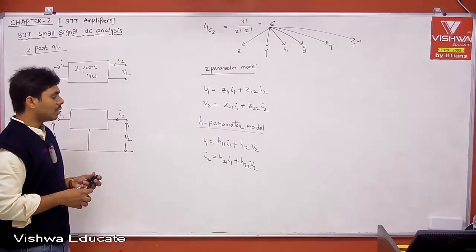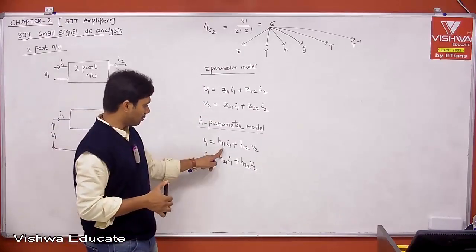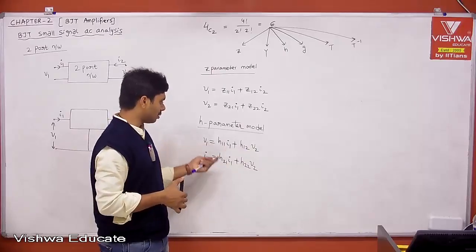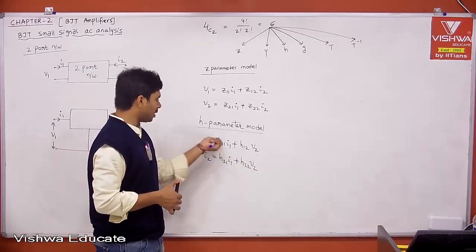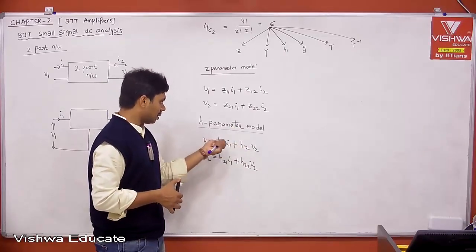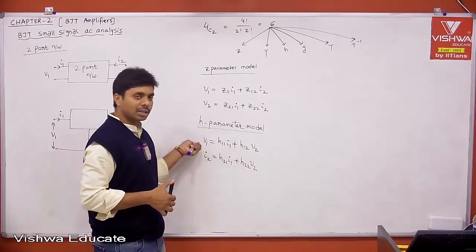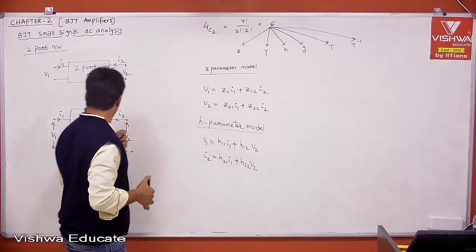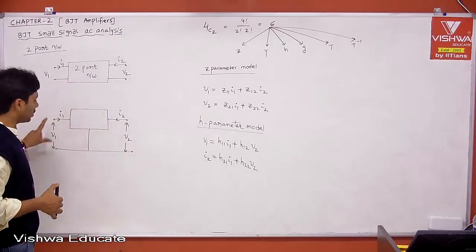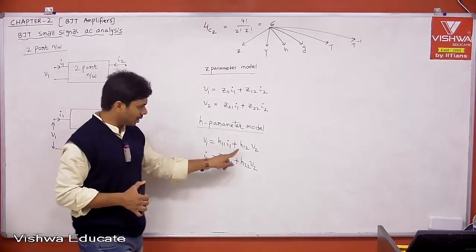Now let us see what H11 is. H11 is V1 by I1 when V2 is 0. Don't bother about that condition for now. Let's see the ratio V1 by I1. That is nothing but input impedance. Input voltage by input current is nothing but input impedance. Okay, fine. What is H12?